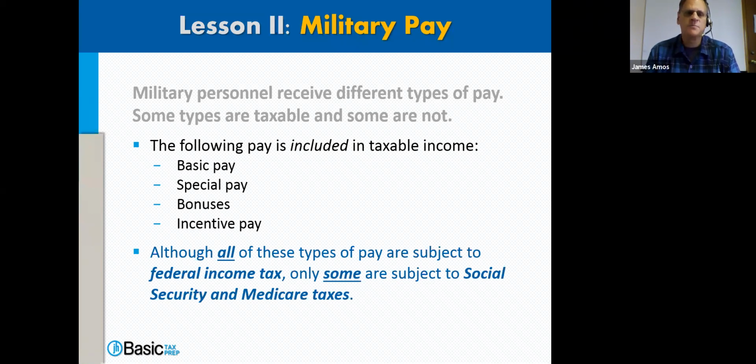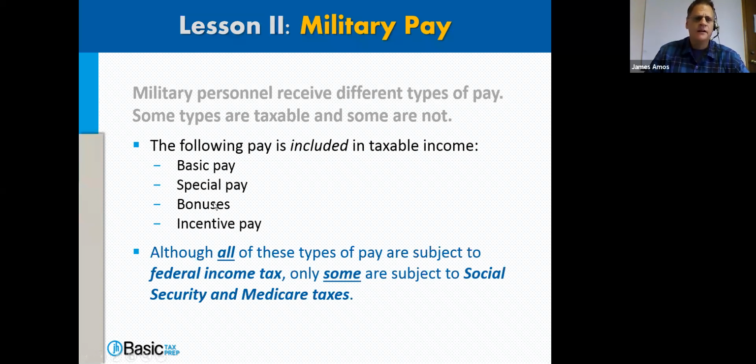But let's talk specifics now. Military income. Military people receive different types of pay, and some types are going to be taxable and some are not. The types they list here are included in taxable income. So your basic pay, in other words, your standard pay. Any special pay you might receive for any kind of work that you do, it'll be added right into box 1 of their W-2.